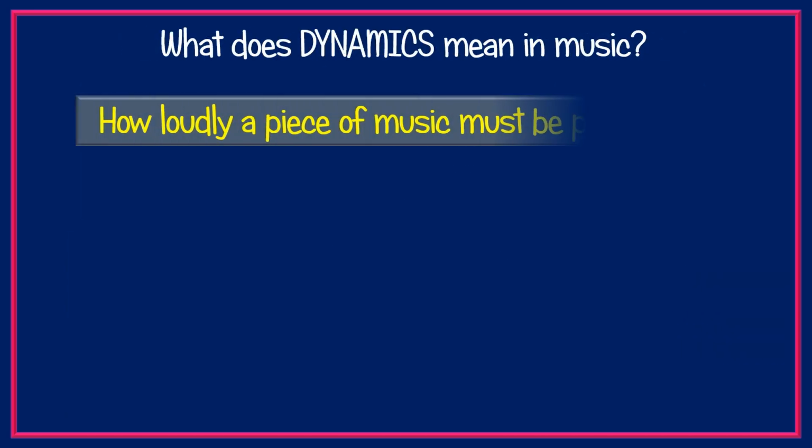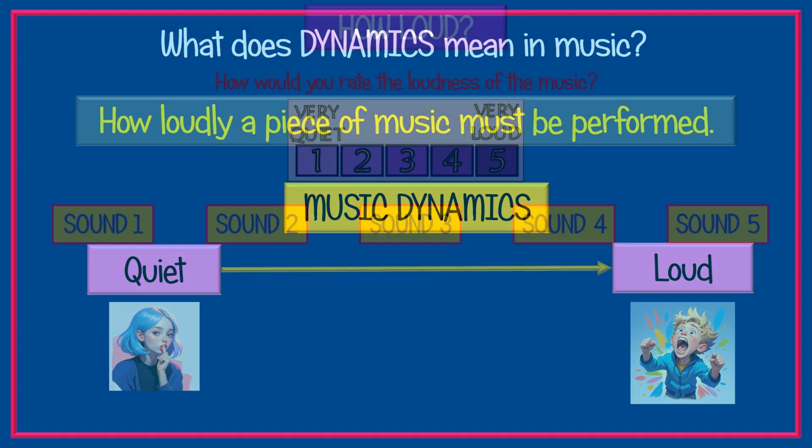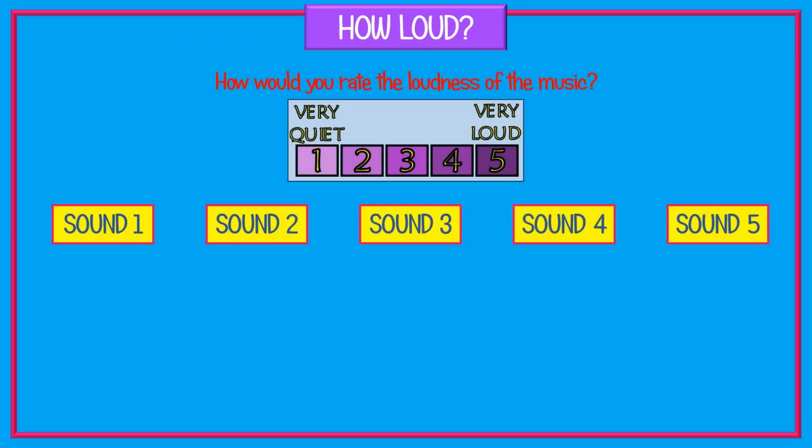Dynamics of music is how loudly a piece of music must be performed. Some music must be played quietly. Other music must be played loudly. Listen to these pieces of music. How would you rate the loudness of the music on a scale of 1 to 5?